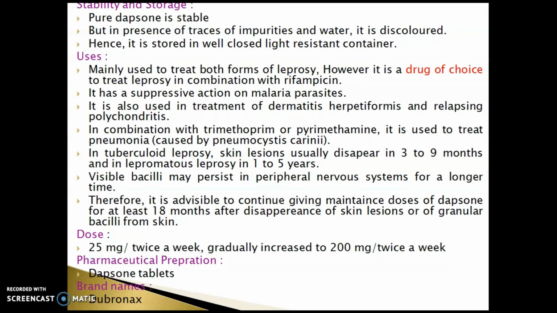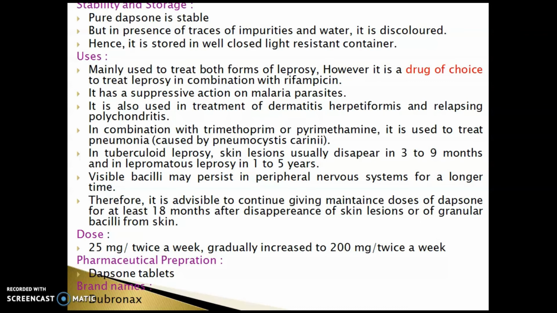In tuberculoid leprosy, skin lesions usually disappear in 3 to 9 months, and in lepromatous leprosy in 1 to 5 years. Visible bacilli may persist in the peripheral nervous system for a longer time. The bacilli which can be seen take a longer time to clear from the skin.